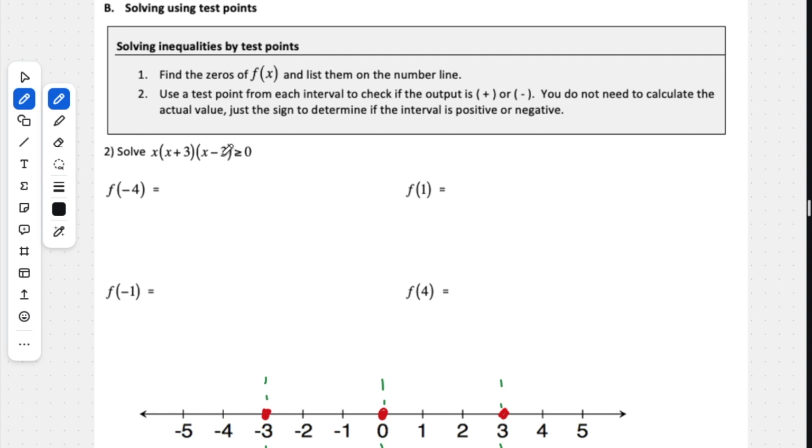And then we're going to plug it in here and see what happens. And if it comes out positive, that's greater than 0, and that means that interval works. And if it comes out negative, that wouldn't be greater than 0, which means that interval doesn't work. So it's basically just a bunch of plugging in numbers and evaluating.